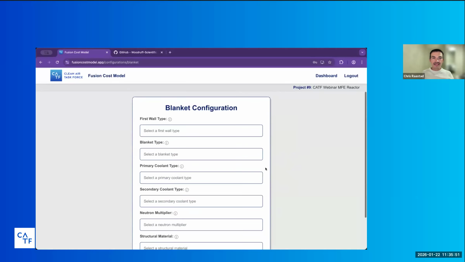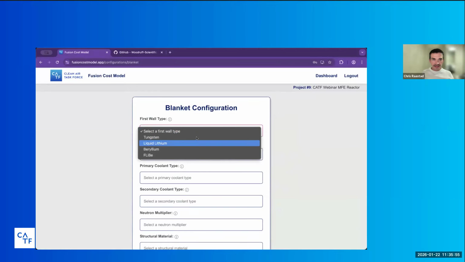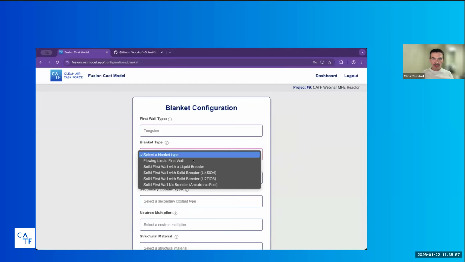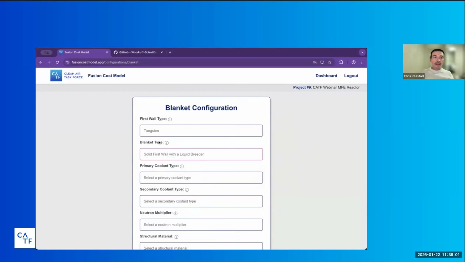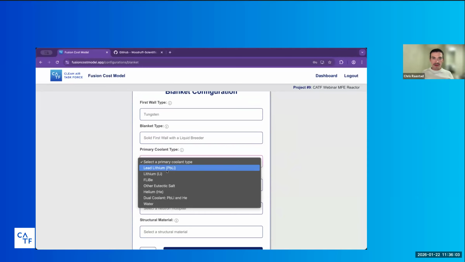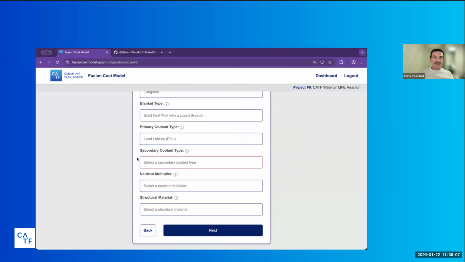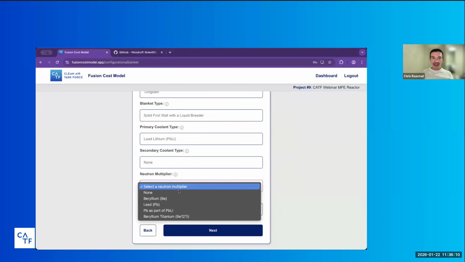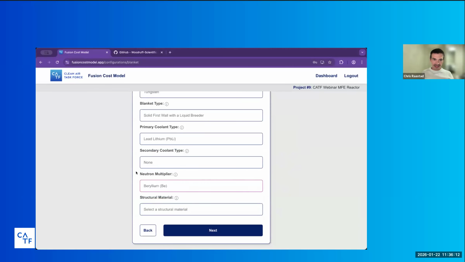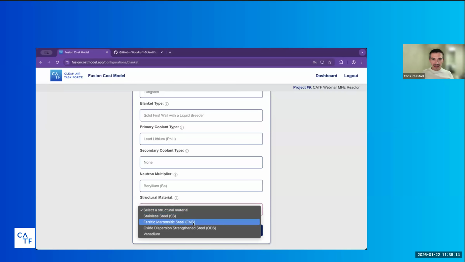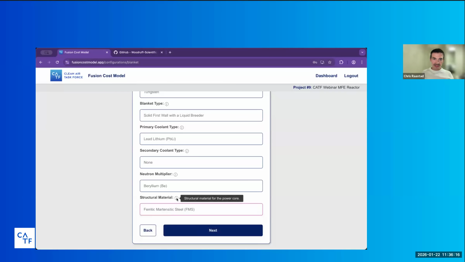All right, next, then the blanket configuration for the radial build. I'll do tungsten first wall, solid first wall with a liquid breeder blanket type. Primary coolant will be lead lithium. We will select none for secondary coolant, and beryllium for neutron multiplier. Finally, FMS for the structural material.